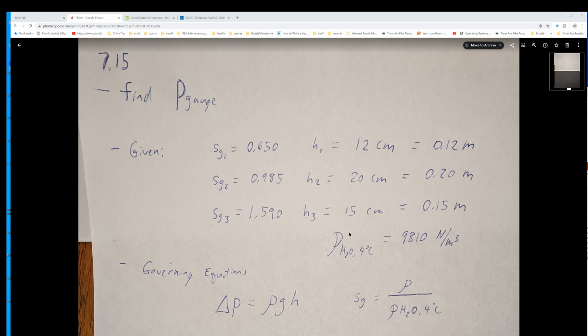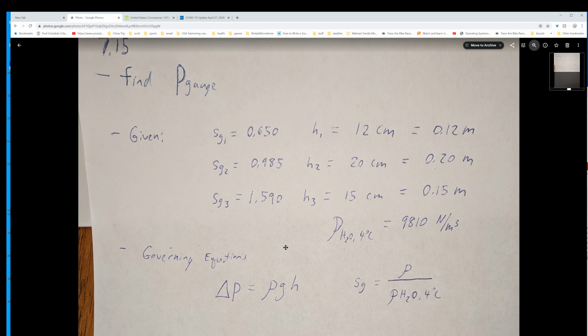One other piece of information we can get from a table: you can get the specific weight of water at 4 degrees C, and the typical value is 9,810 newtons per meter cubed. Okay. All right. So we have some governing equations associated with it.